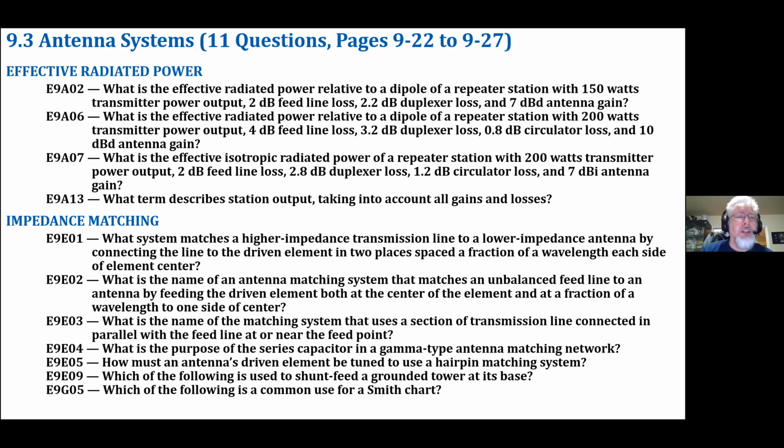Antenna systems, 11 questions, and there will be continuations. Effective radiated power and impedance matching is this first section.